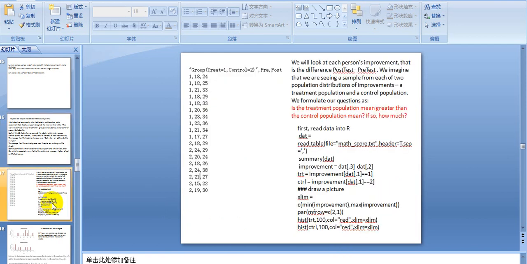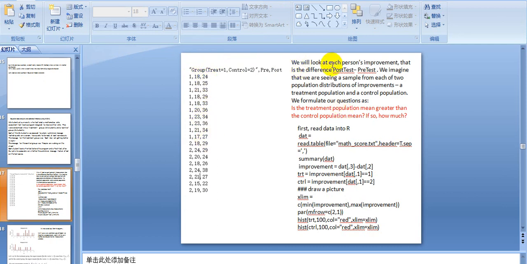Okay, here is the data. You see in this data we have 3 columns. The first column tells you which group it belongs to. Treatment is 1, control is 2. So those are treatment, those are control. And then for each student, we have the pre-test score and the post-test score. Those are the pre-test and those are the post-test scores.